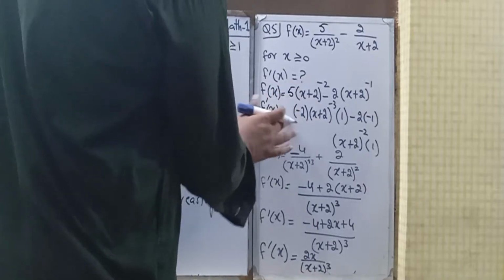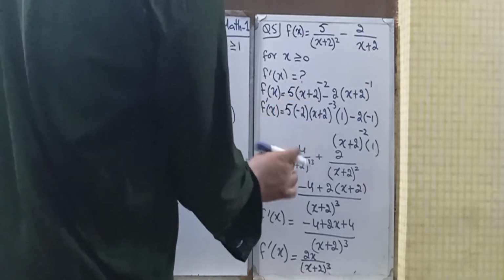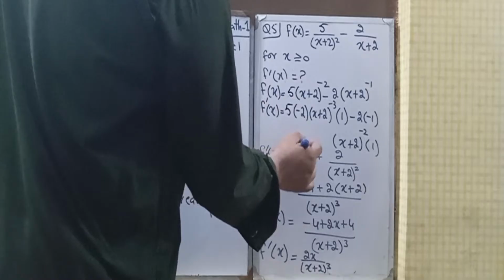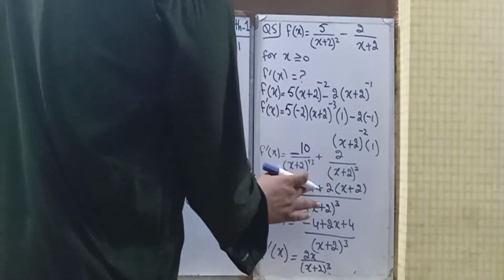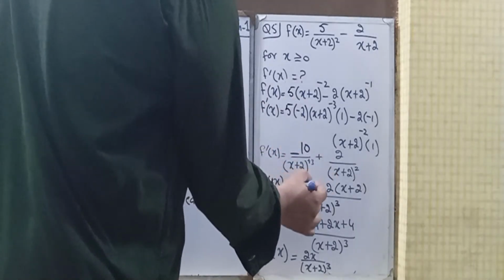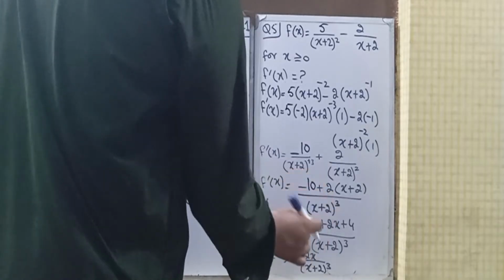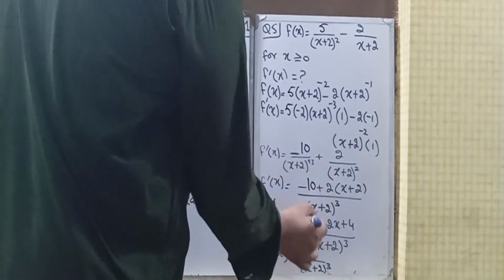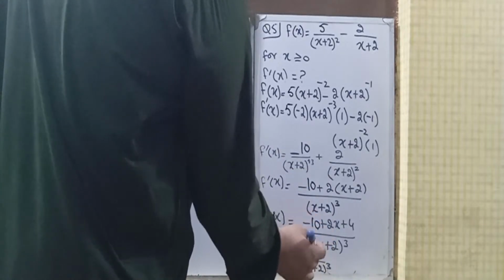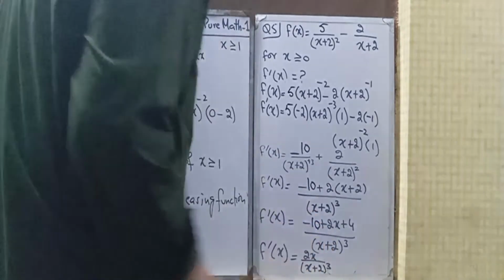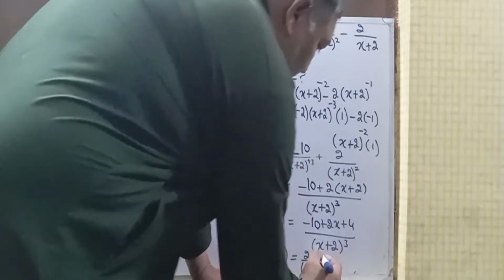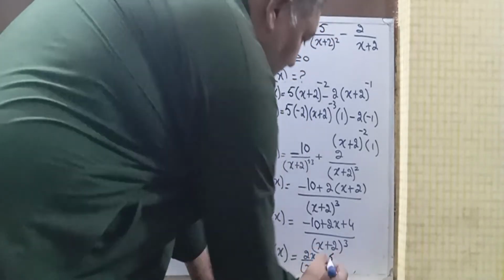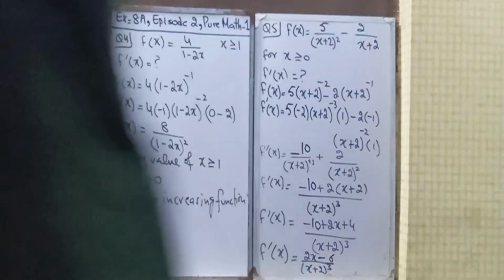So this number is 5. So this number will be minus 10. So this number will be 2x minus 6. Okay. So let me come on this.